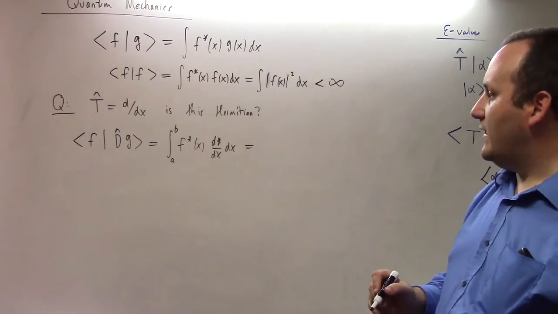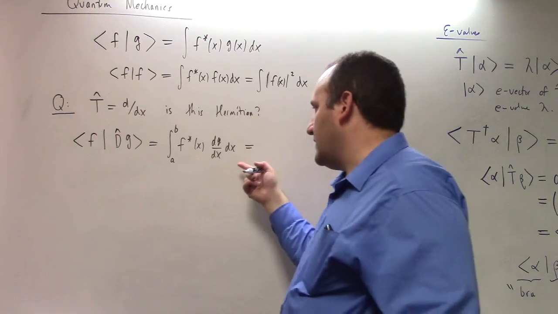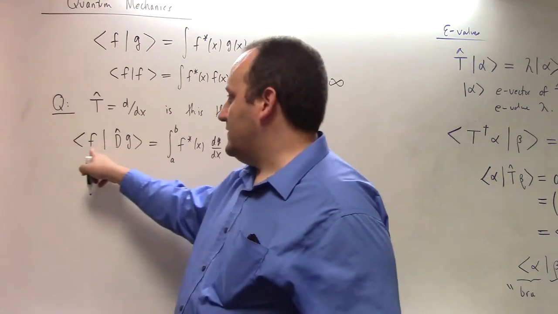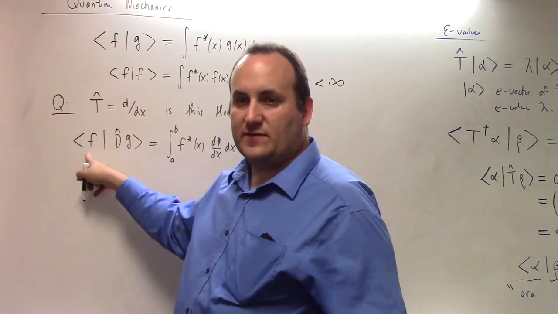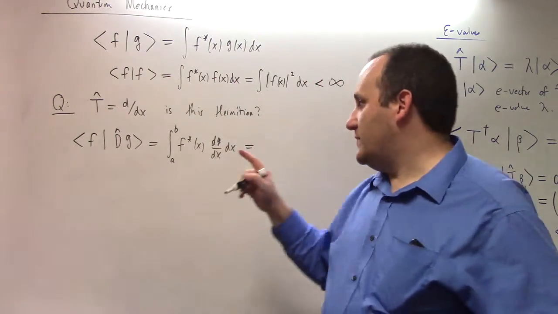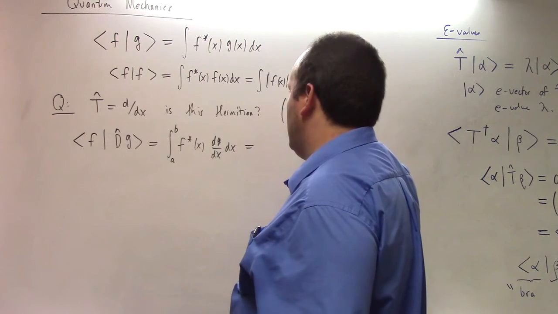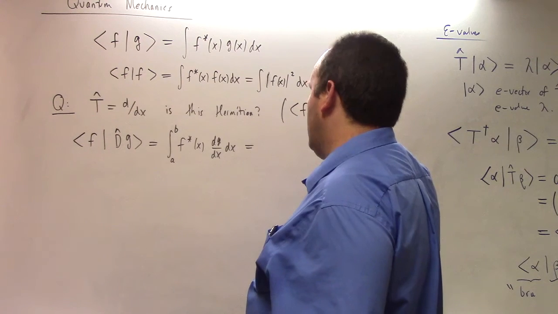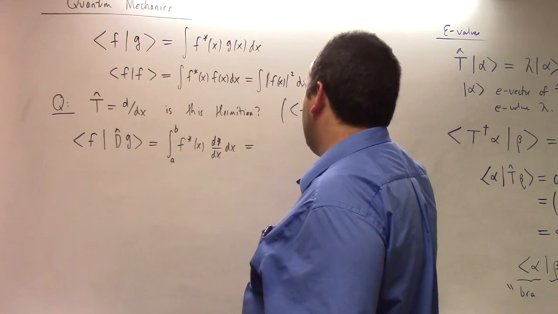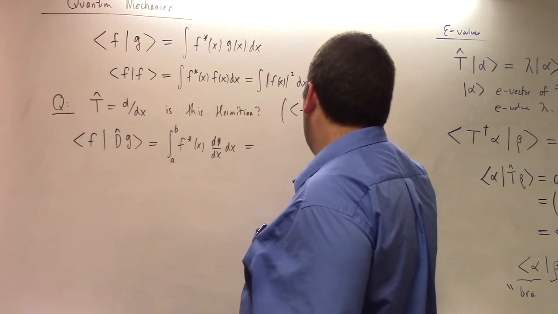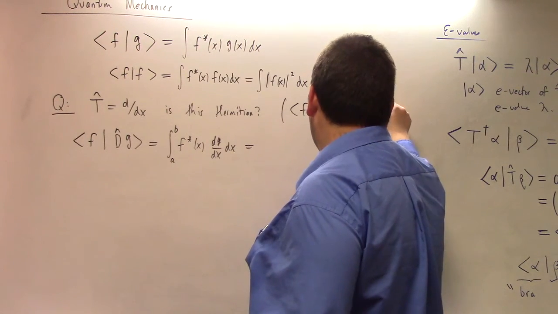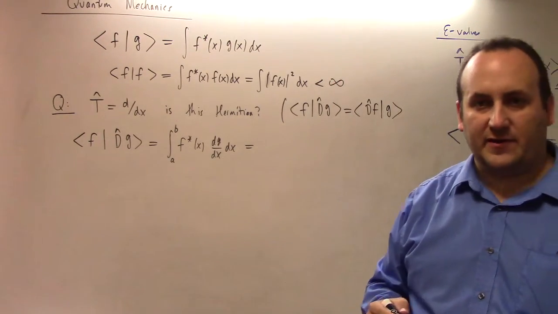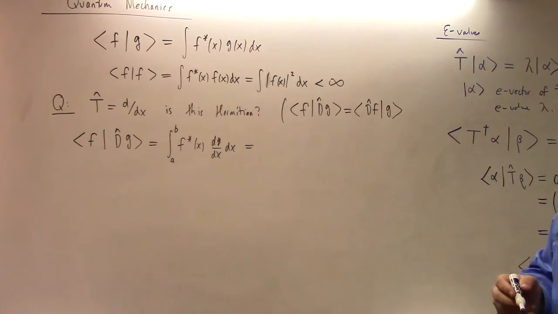And let's see here, guys. How do you move a derivative? Basically I want to move the derivative to f in order to investigate whether or not it's Hermitian. Because if it's Hermitian, we should be able to do what? That would mean that f, d hat of g is equal to d hat f, g. That's basically what Hermitian means. You can move the operator from the bra to the ket with no cost.